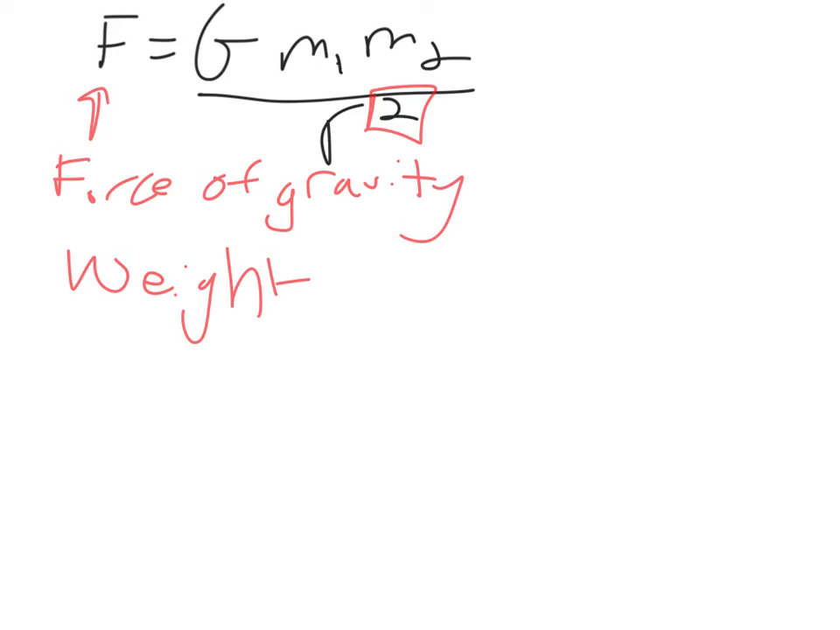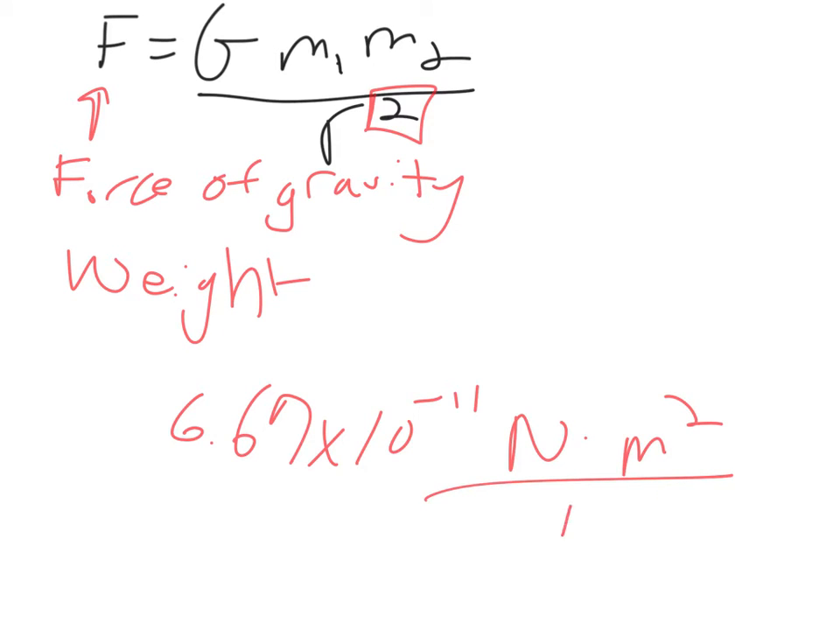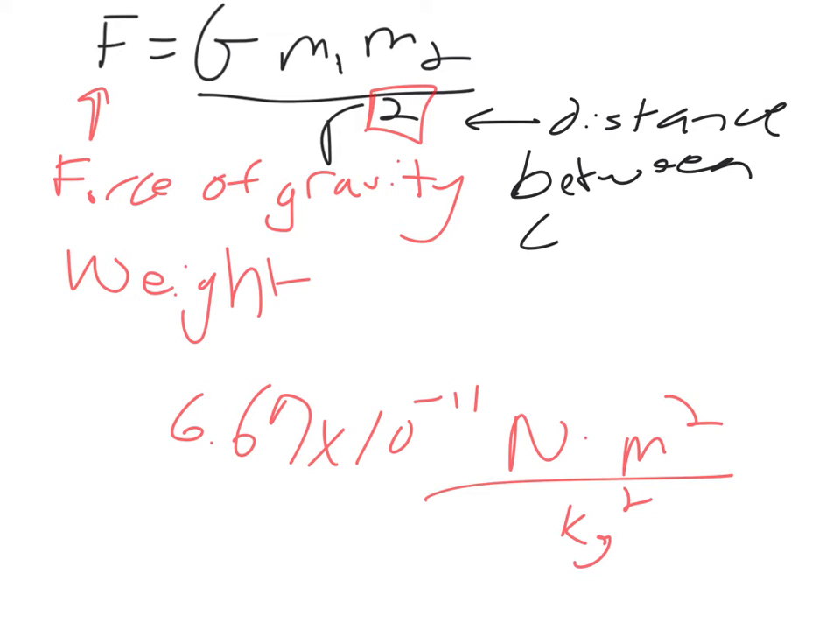That large uppercase G is the universal gravitational constant. It is 6.67 times 10 to the negative 11th. It's got crazy units: newton meter squared per kilogram squared. No, you do not need to memorize that. It's on your green sheet, so don't waste your time. Those two masses have to be in kilograms, and the biggest point here is that r is the distance between the centers of mass.